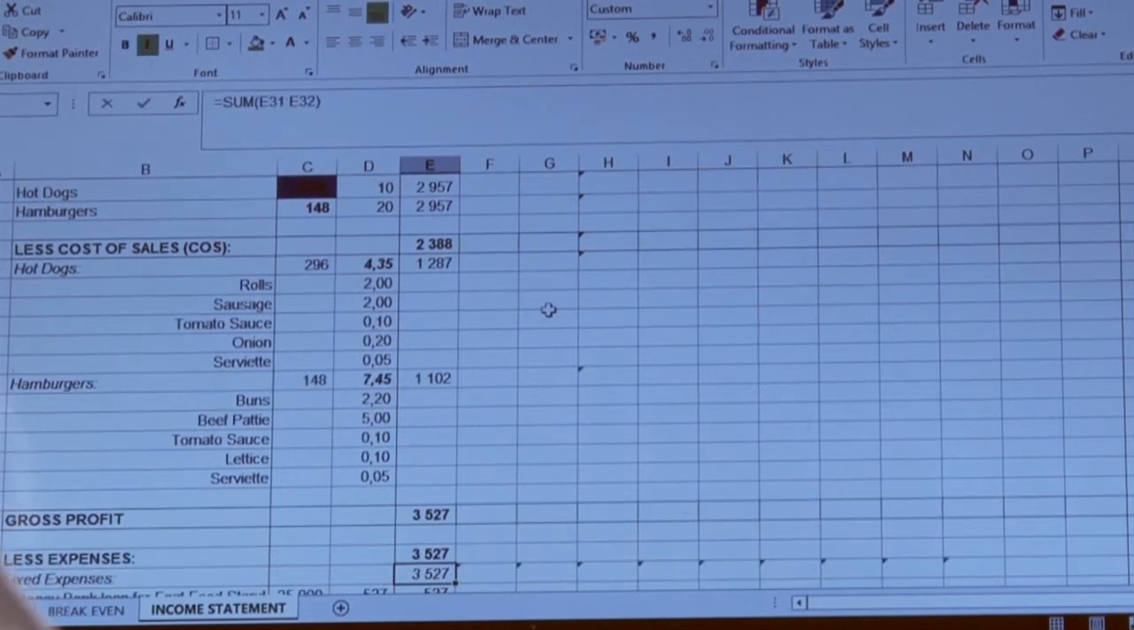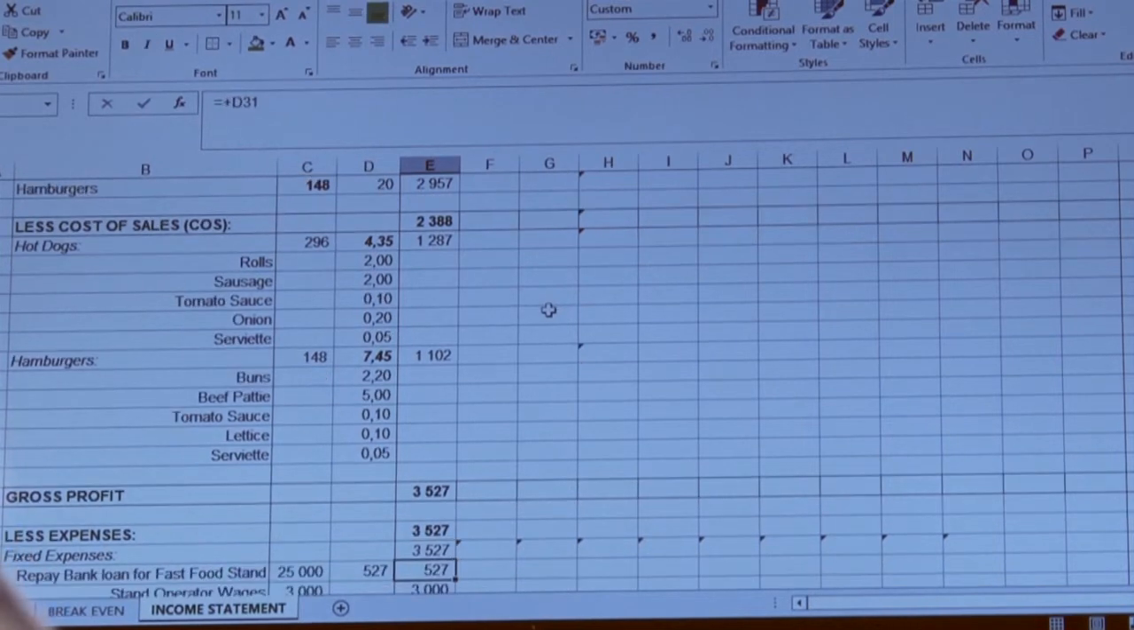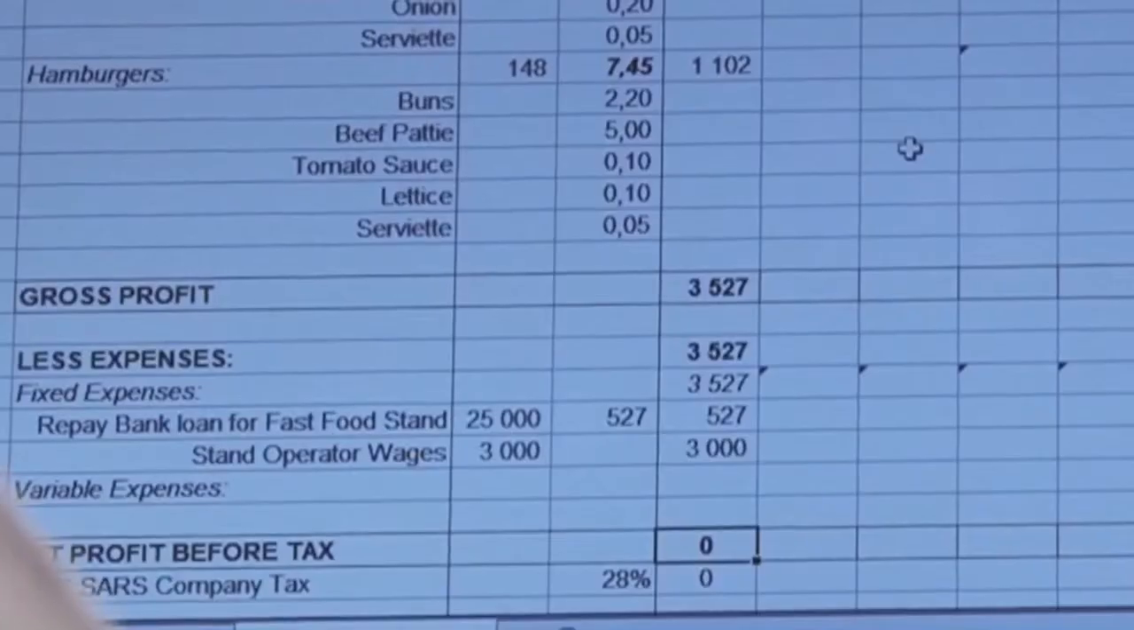Okay, let's have a look at our expenses. Don't forget, we're dealing just with fixed expenses here. Our fixed expenses were our loan to the bank on a monthly basis, 527 Rand. And of course, our stand operators' wages, which is 3,000 Rand. So the total fixed expenses adds up to 3,527 Rand once again. Okay, and therefore our gross profit minus our fixed expenses, which are those two, is a net profit of naught.